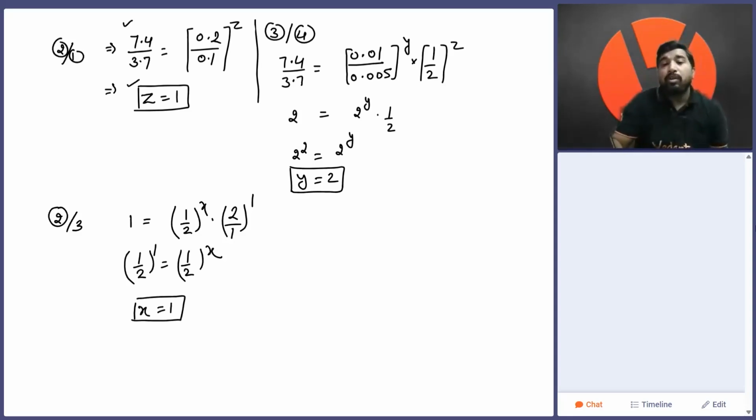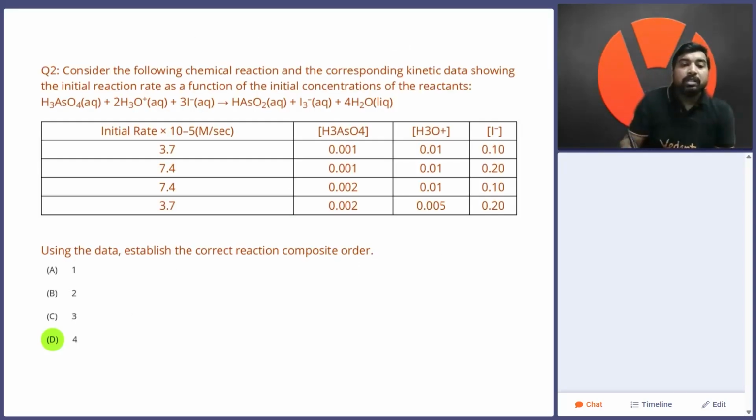So as we know, overall order of the reaction is the sum of the powers, that should be x plus y plus z. Now we know the value of x, that is 1 plus 2 plus 1, that should be equal to 4. So the answer is 4. Yes, definitely the answer is 4. So the correct option is D.